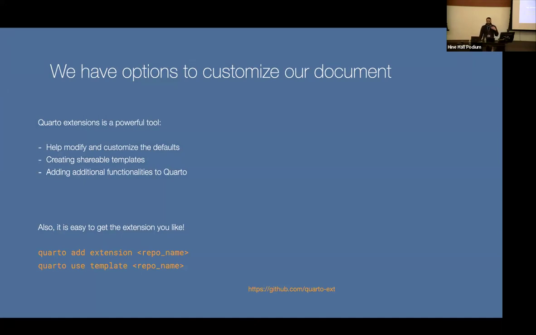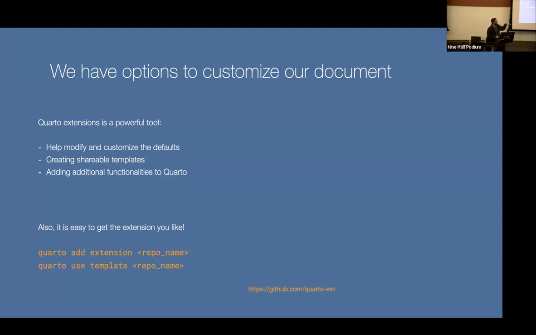And with those extensions you can add not only document appearance, but also some functionality you want during the rendering. This is what extensions can also do. And it's very easy to install by using the command line, either quarto add extension or quarto use template. There's a difference between those two.